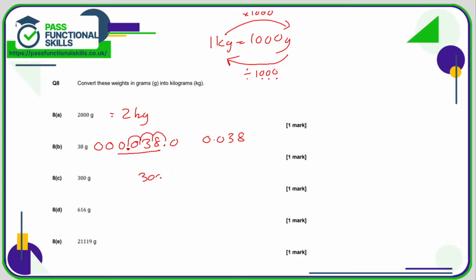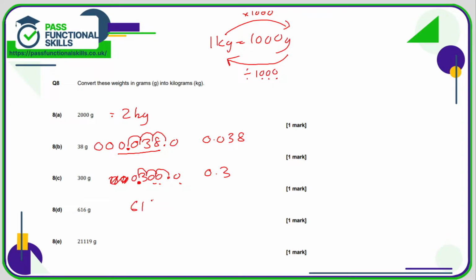300 is 300.0. Again, I'll put some zeros in front as it makes it easier when we're moving the decimal point 3 positions, 1, 2, 3. So it's going to end up here. So that is, these zeros don't matter, 0.3000, in other words, 0.3. Those zeros at the end aren't doing anything.